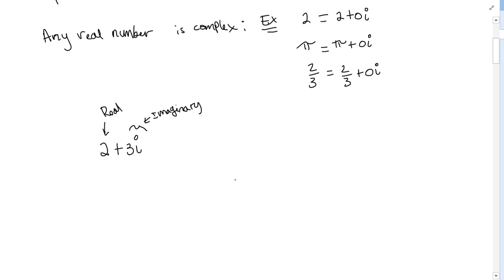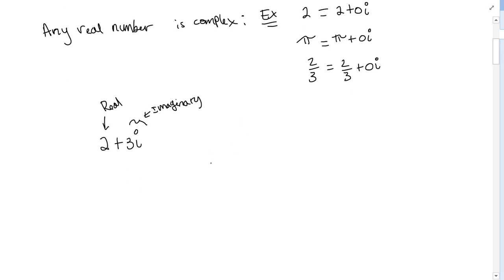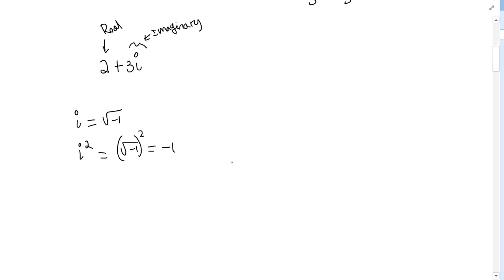So with i being the square root of -1, we can define other things. So what is i squared? Well, i squared is the square root of -1 quantity squared. Just replace i with the square root of -1 and you get -1. So i squared is equal to the real number -1.